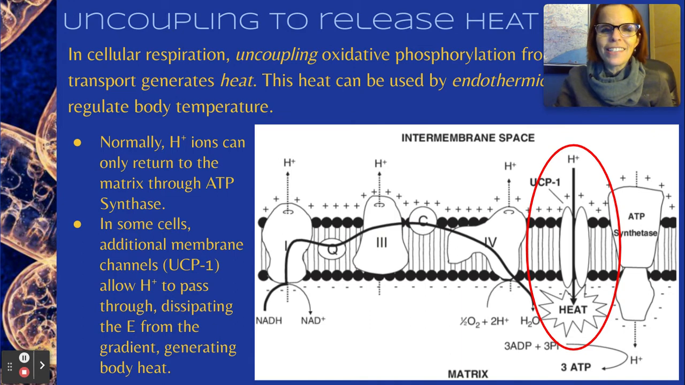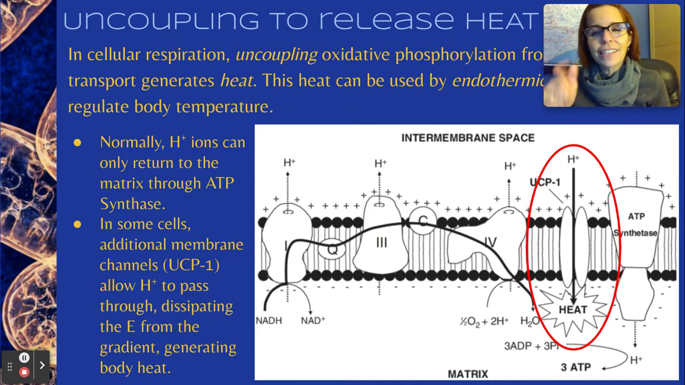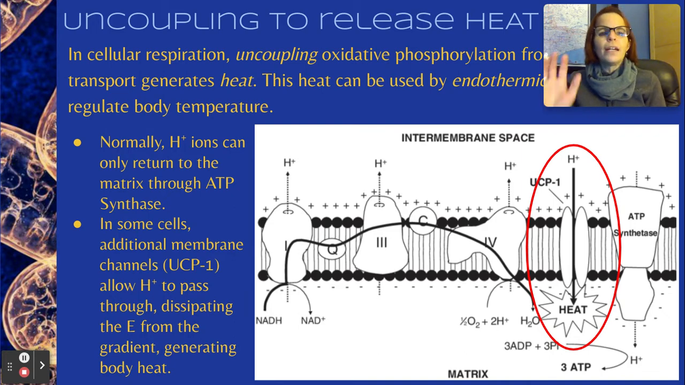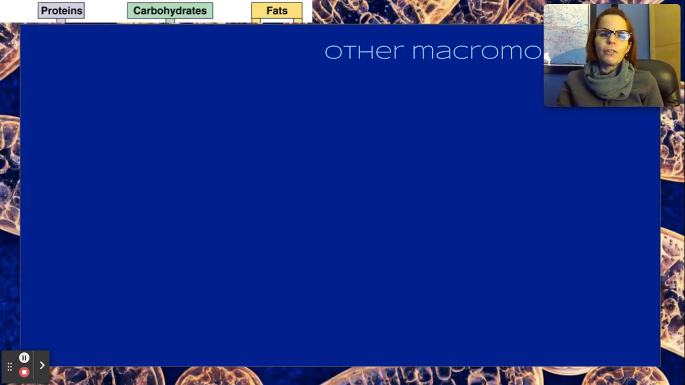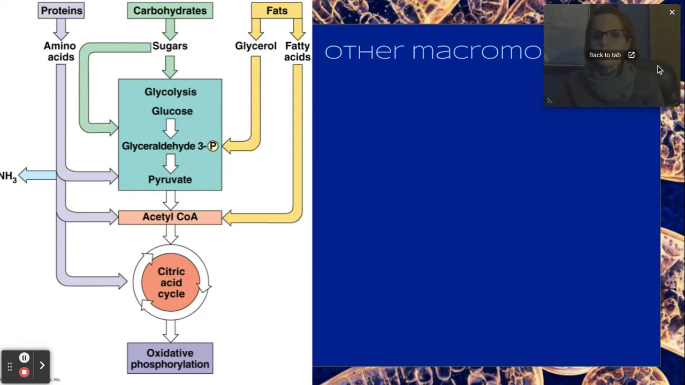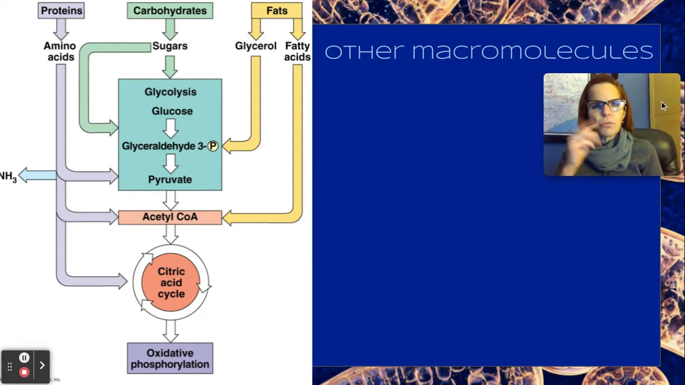So uncoupling cell respiration, it's actually oxidative phosphorylation, uncoupling that from the formation of ATP allows the organism to generate heat. Okay, we're super close to the end. I think I will do the review at the end, even though this has been a long set of notes. You can always skip it if you want, but 2 more slides and then we'll do a review.